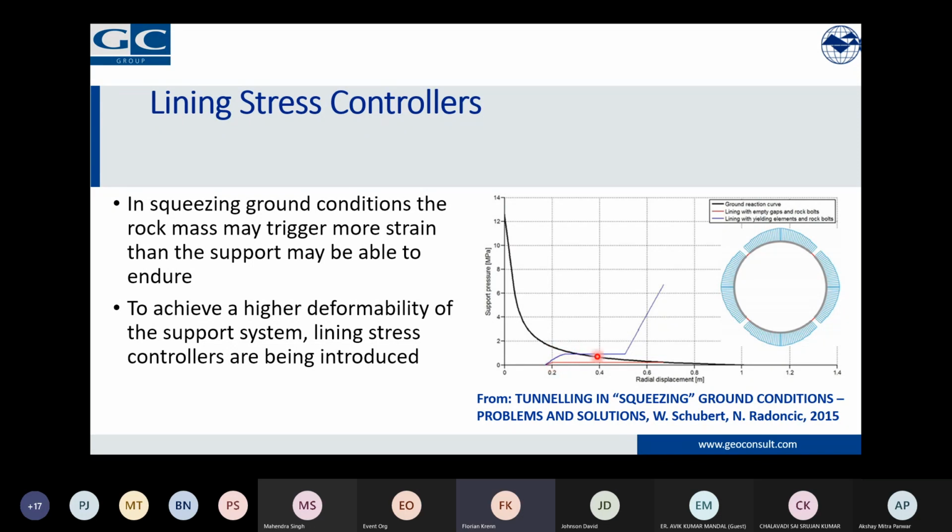A support which would be open gaps, so that means that there are real actual gaps in the sprayed concrete lining and rock bolts. And the other line is this one here, which is with lining stress controllers, which are located at these positions instead of completely open gaps. And basically the issue is, if we have squeezing ground conditions, then usually the rock mass may trigger much more strain than a normal support may be able to endure.